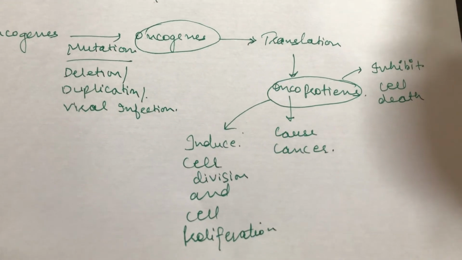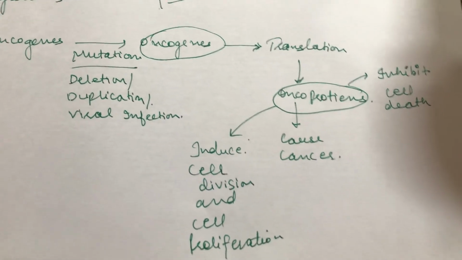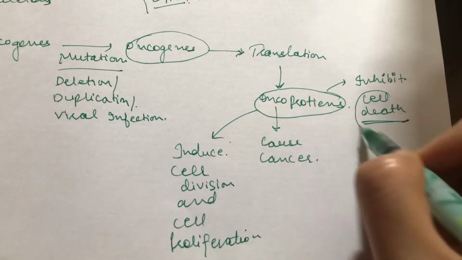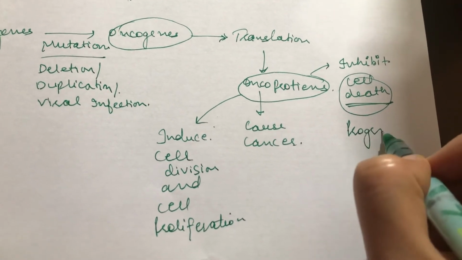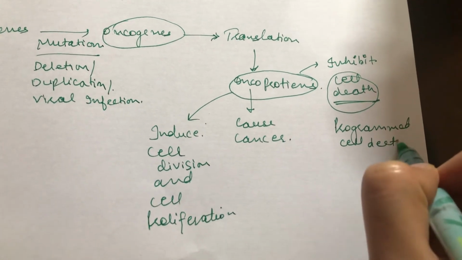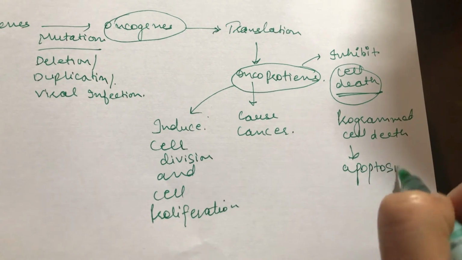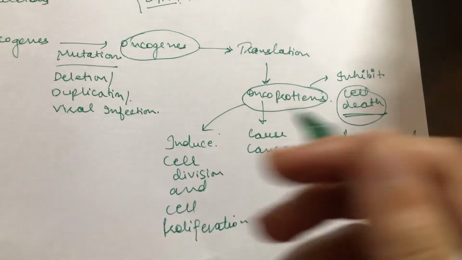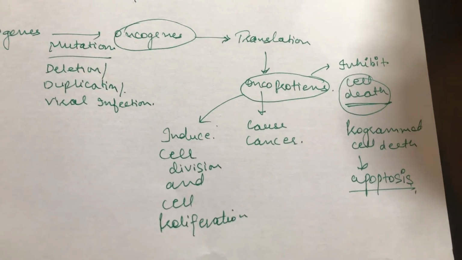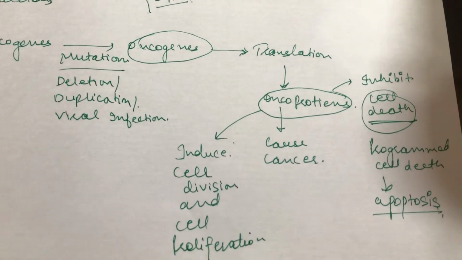If it inhibits the cell death, then obviously the number of cells will continuously increase and it will cause cancer. So this inhibition of cell death, the programmed cell death, is called apoptosis. Okay, so apoptosis has two kinds of pathways, which are the extrinsic and intrinsic pathways. So these oncogenes induce cancer in the body.